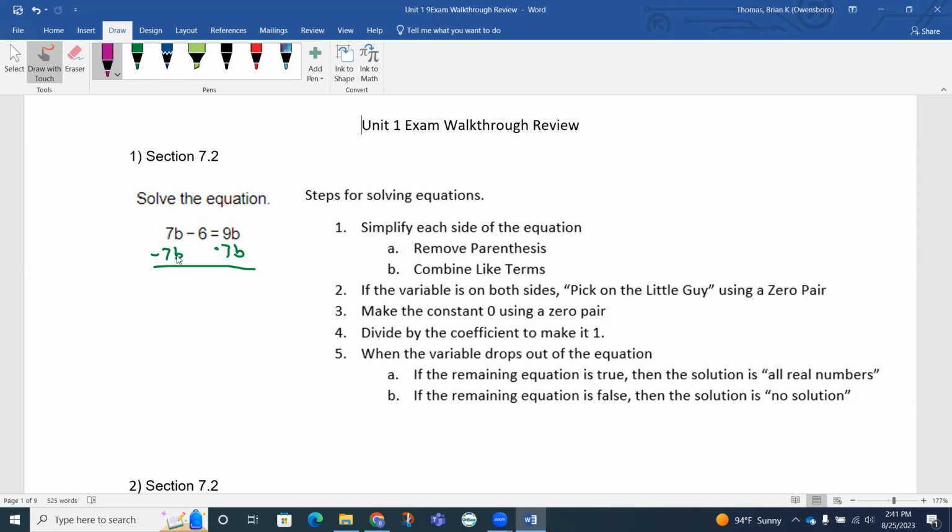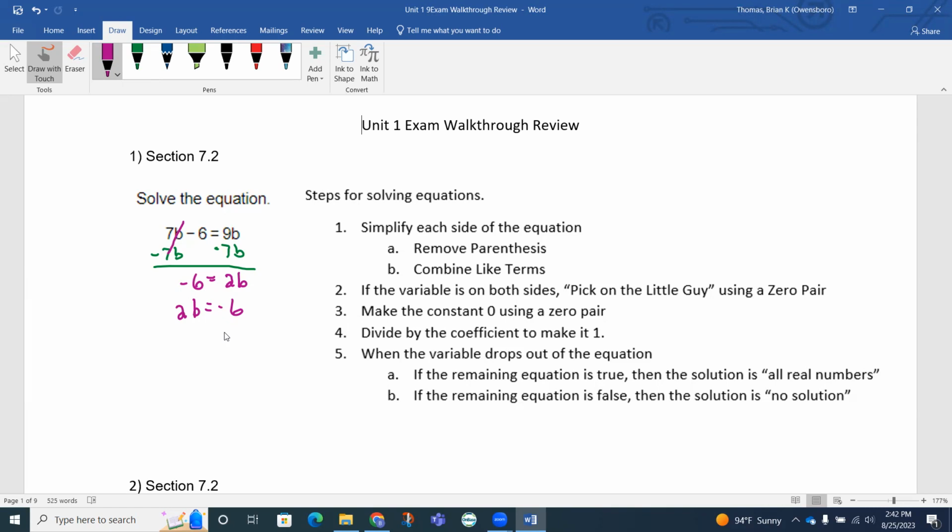Well, 7b and negative 7b will zero out, so we just mark them out. That leaves me a negative 6 on the left side of the equation. 9b and negative 7b, that's just going to be 2b. So I have that equation. A lot of times I like to have the b on the left-hand side of the equation, so I want to rewrite this as 2b is equal to negative 6. Again, 2b equals negative 6.